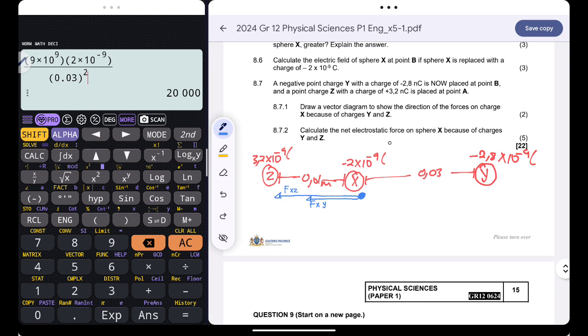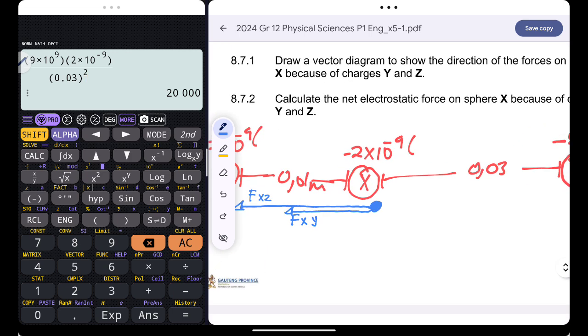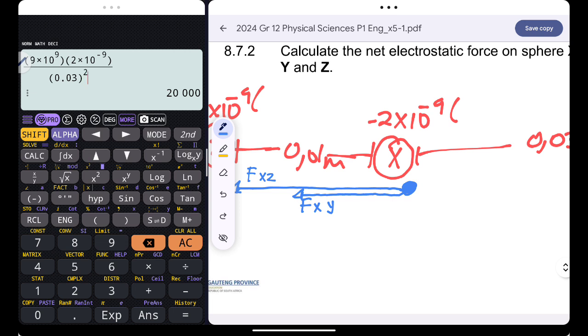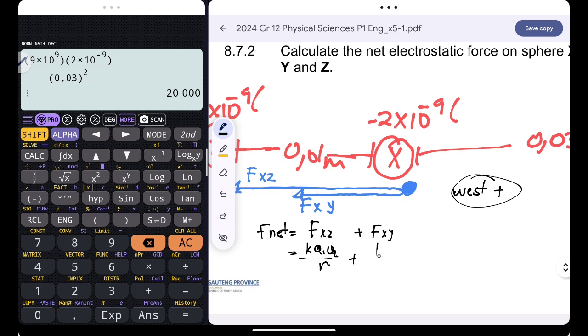Okay, and then now they want us to calculate the net electrostatic force on sphere X because of charges Y and Z. It's quite simple, guys. Since these are moving in the same direction, that means I'll just take the direction towards the west as positive. So that means F net is basically equal to the electrostatic force between X and Z plus the electrostatic force between X and Y. This is just K Q1 Q2 over R squared plus K Q1 Q2 over R squared as well.